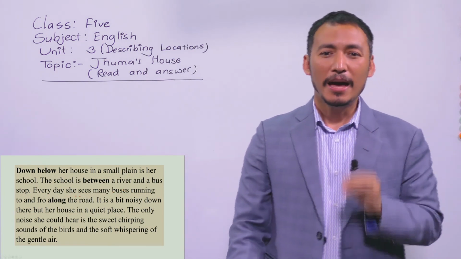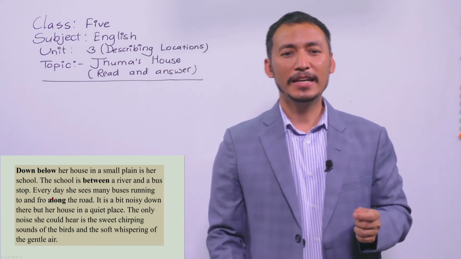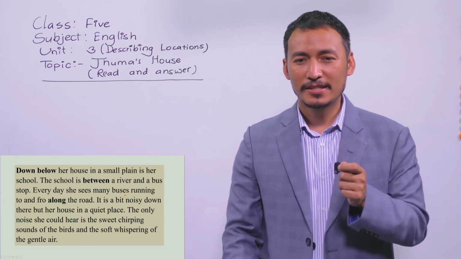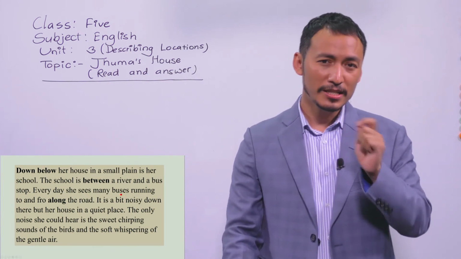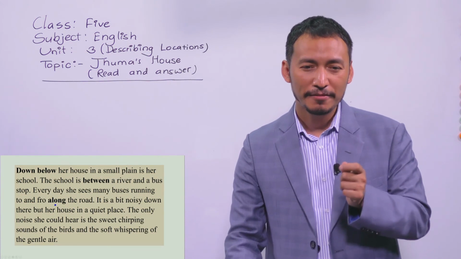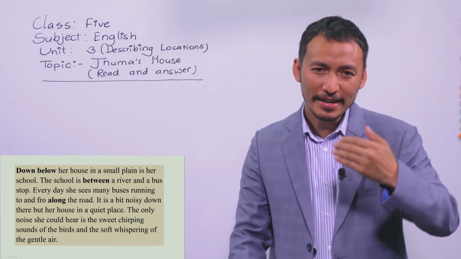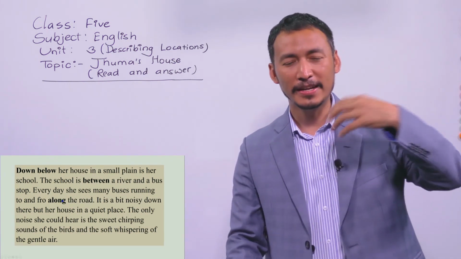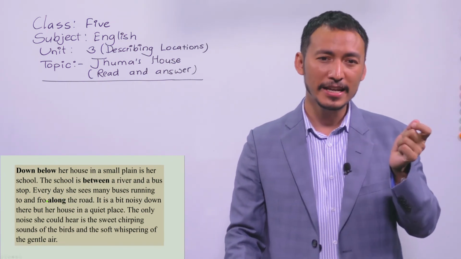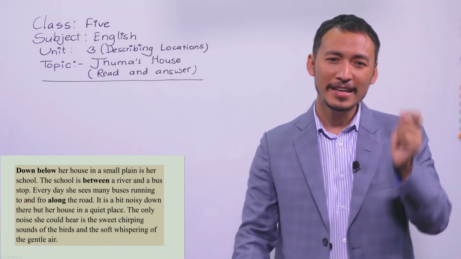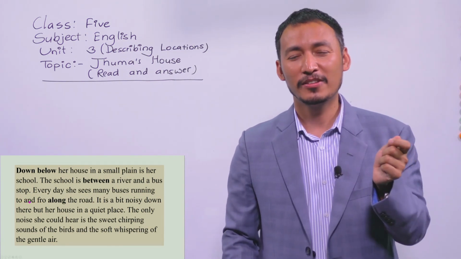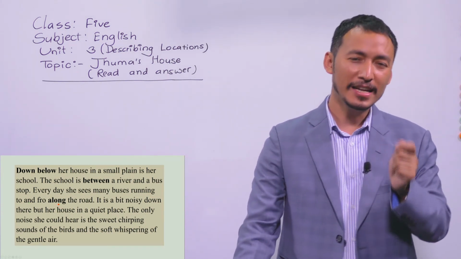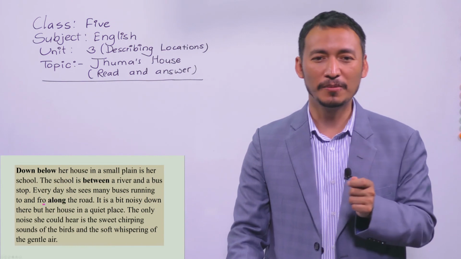Okay. Every day she sees many buses running to and fro. What is to and fro? To and fro means coming here and going there. So to and fro means going there or coming here. So here and there, you can say coming here and going there. That is what we call to and fro. Is it clear, students? Okay, I hope, right?